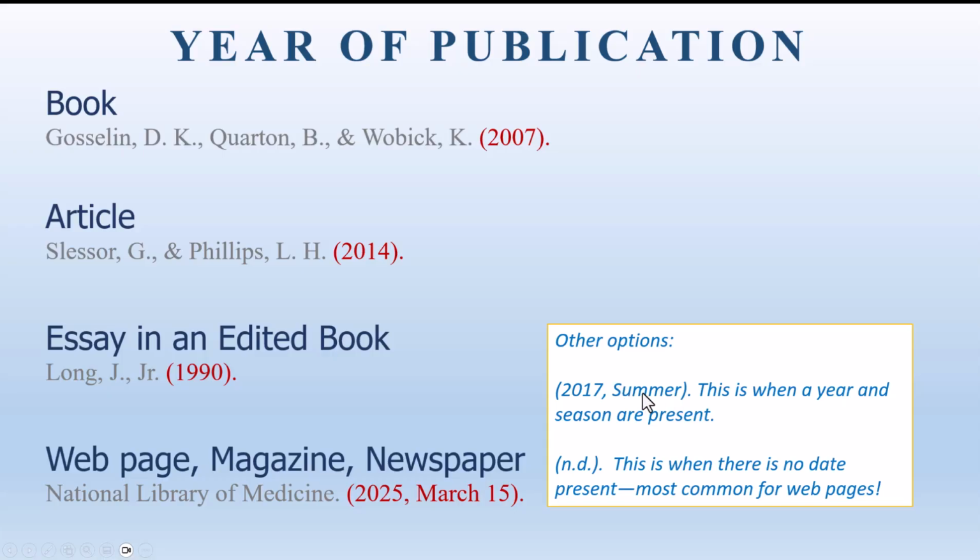It is possible for there to be variations like year, comma, season. For example, some journals publish summer, spring, winter, fall issues, but particularly on many web pages, there is no date at all, nothing indicating when it was originally published or most recently updated. So for that, you put N period D period, which is the abbreviation for no date, inside parentheses and followed by a period.